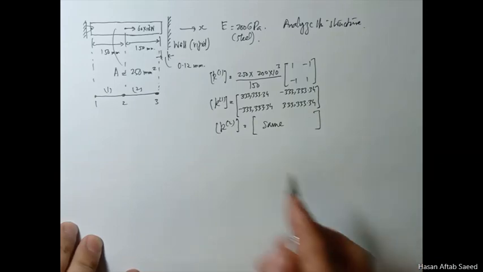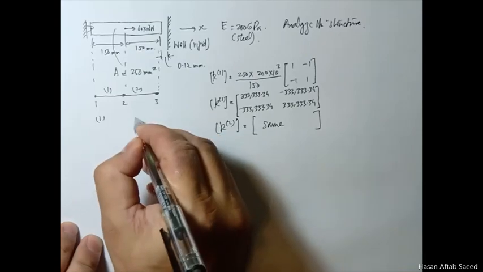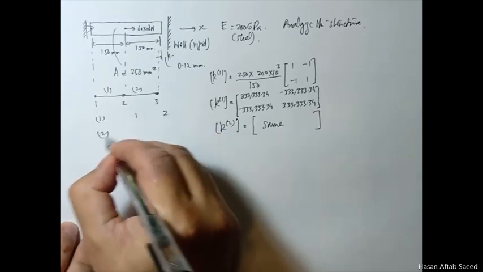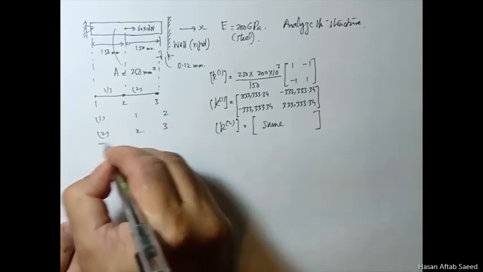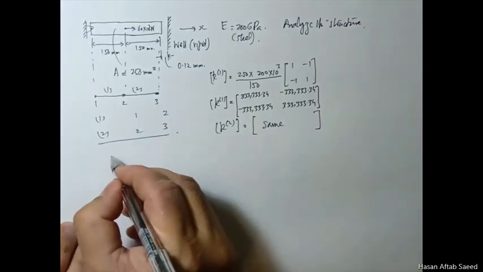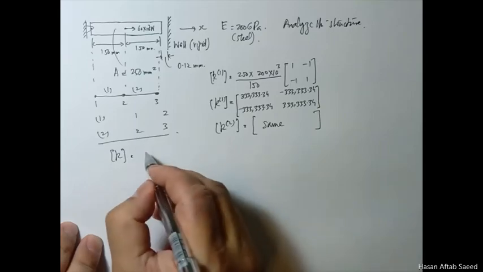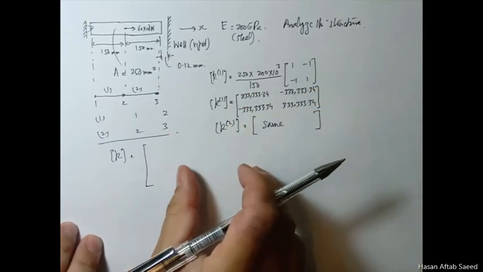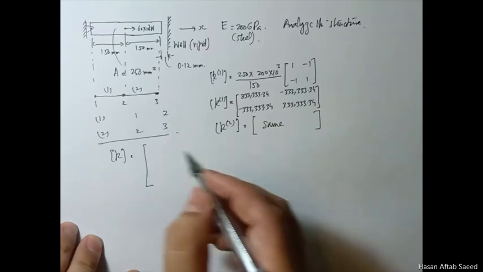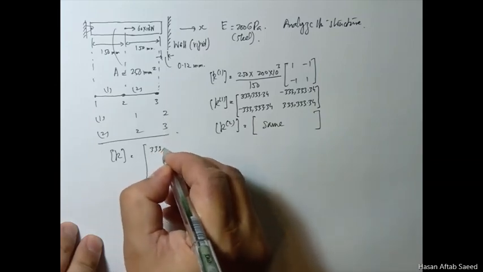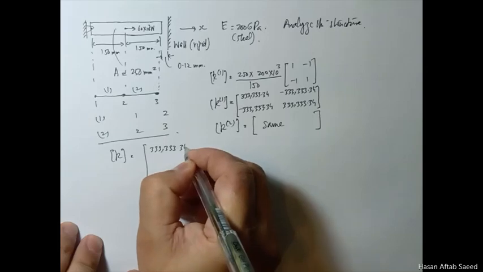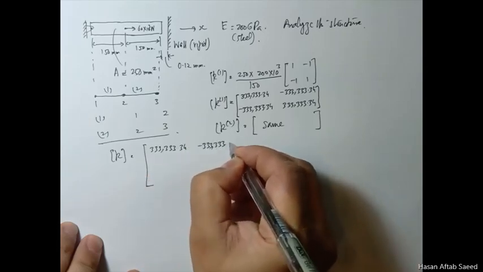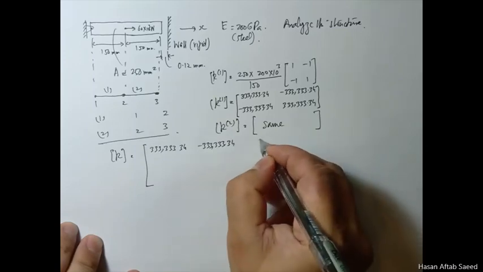Now when we talk about connectivity, element 1 is connected to nodes 1 and 2. Element 2 has nodes 2 and 3. So it's again a very familiar process for you. K1 comes in this space and K2 comes in this space. Node 2 is common, so you will have something like this. Again, a very familiar process. This is not the topic for today. I'm just going through it quickly.